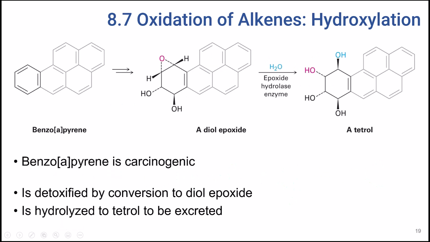Benzopyrene is a carcinogen that's found in cigarette smoke, soot, barbecued meat, and usually anything that involves burning. It's detoxified by converting it to a diol epoxide, which we can see right there. And then as that sits in our bodies, water is added, and also epoxide hydrolase enzyme can cleave that into this tetrol. Then the hydrolyzed tetrol is now water soluble, and that can be excreted in our urine.